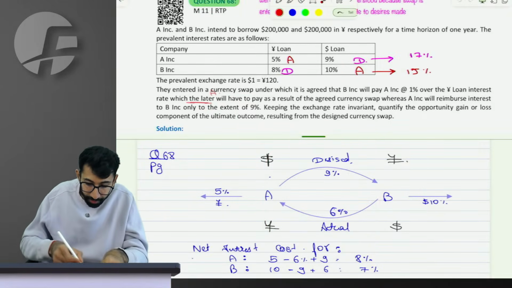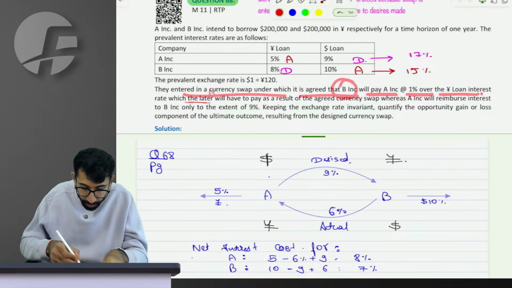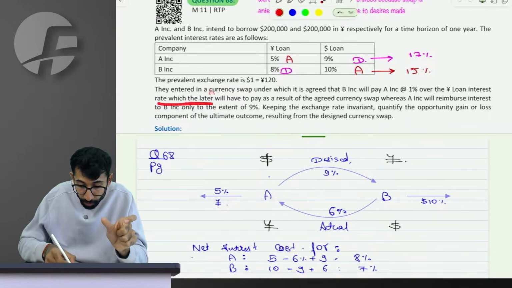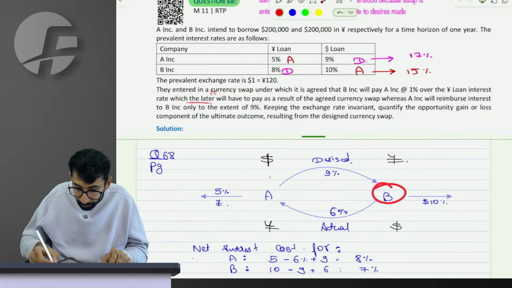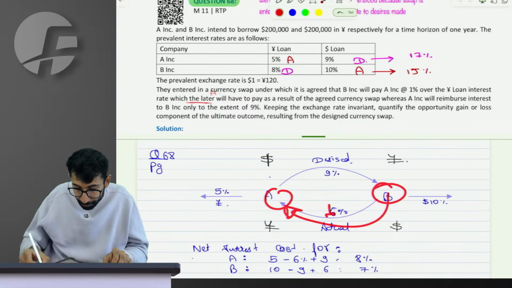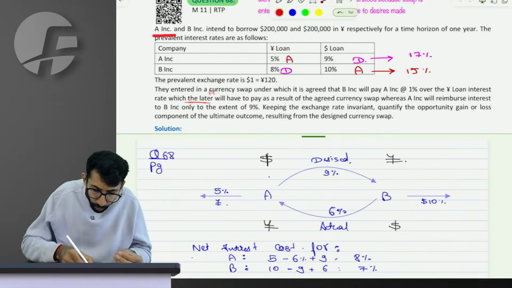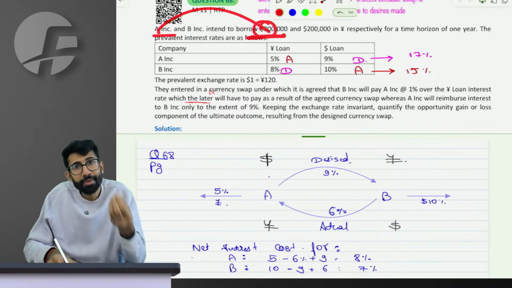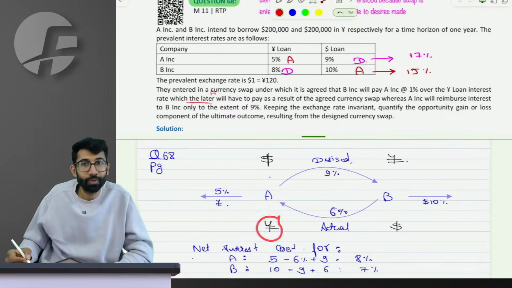right? The swap term says they entered into a currency swap under which it is agreed that B will pay A incorporation 1% over the yen loan interest, which means A incorporation will have to pay as a result of the agreed currency swap. Sir, B will pay to A 1% plus the yen loan interest which A is paying. You must be wondering, sir, A wanted to borrow dollar. Why would A pay yen? Because we have made it borrow otherwise against its desire. That is the point a question will not specify. You will have to understand.